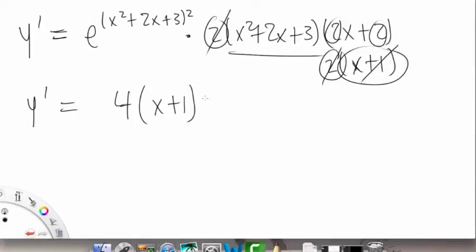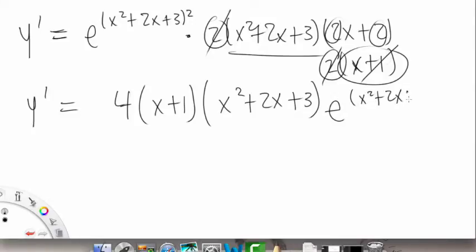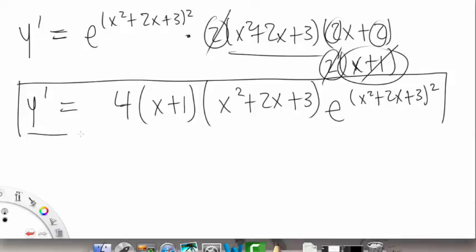Then I'll write this parenthesis, (x squared plus 2x plus 3), and finally our e, which is raised to the (x squared plus 2x plus 3) to the second power. All right, so this is our final answer. And again, you could have left it as the line above or the line on the previous slide as well.